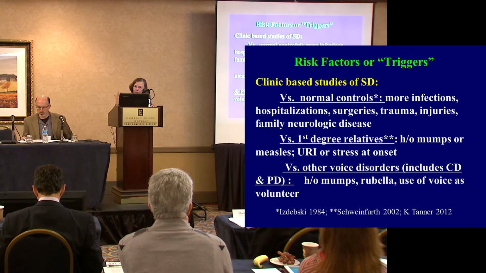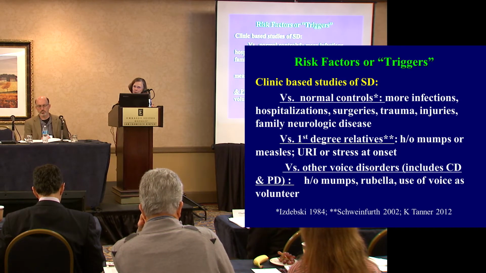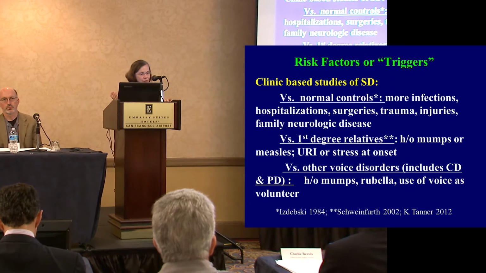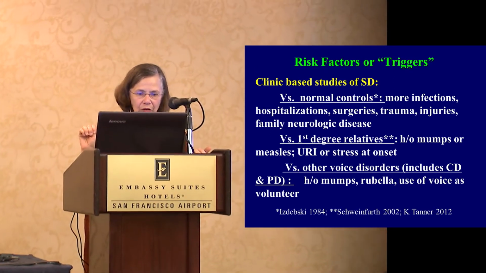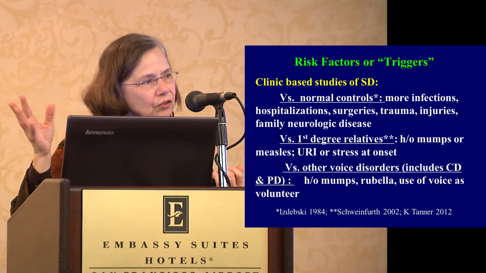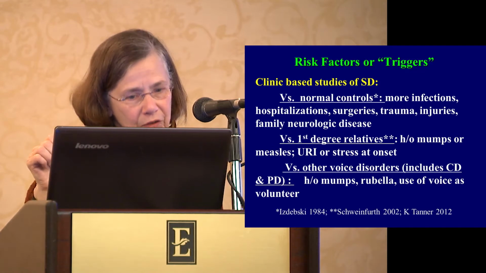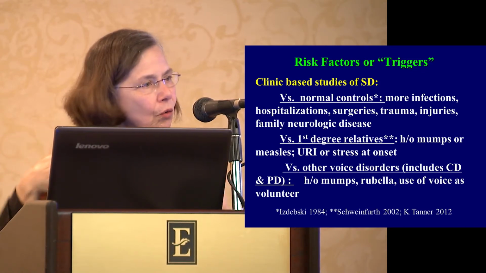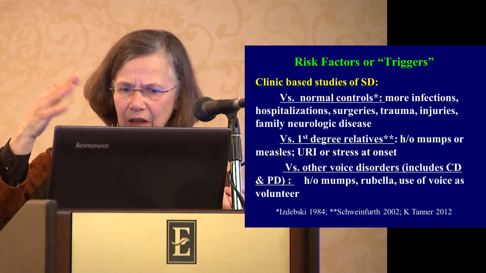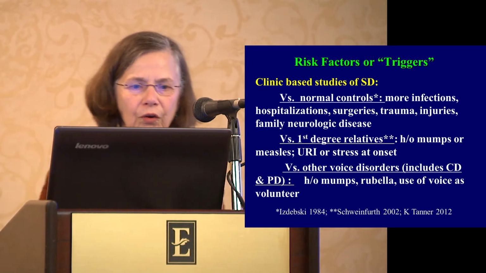We also looked at things that might be triggers or risk factors. Other people have reported this. In the past, when comparing people with spasmodic dysphonia to normal controls, things like infections, hospitalization, surgery, trauma, injuries, or family history of neurologic disease were more commonly associated with laryngeal dystonia. If they compared relatives to people with spasmodic dysphonia, they found that certain infections, or maybe stress or upper respiratory infections, might be risk factors. And if they compared to other voice disorders, they found, again, this idea of infection, or people who are using their voice frequently in different situations, might be risk factors. So these are different studies from clinic series, and again, getting out of the clinic and looking in the population can sometimes give you a different picture that could be more accurate for all cases of the disease.